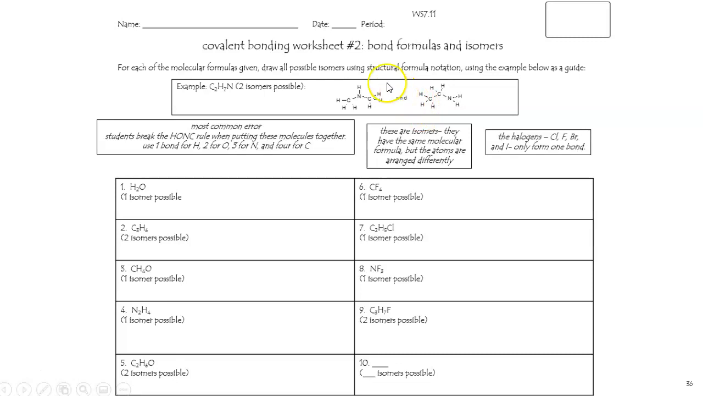Oxygen has two bonds. Well, you don't see it, but I'm sure it's true. Nitrogen 3. Looks good. And carbon 4. Yes, and yes. So those are the rules we play by.